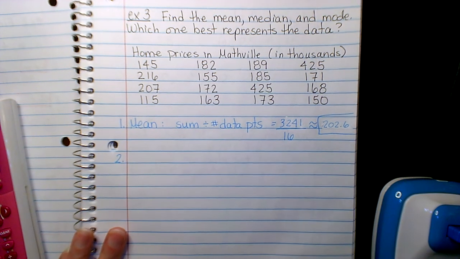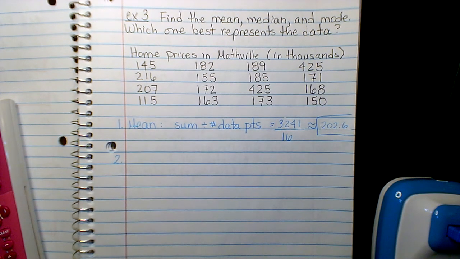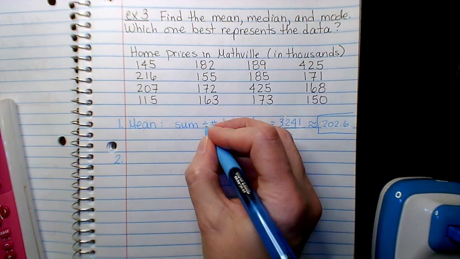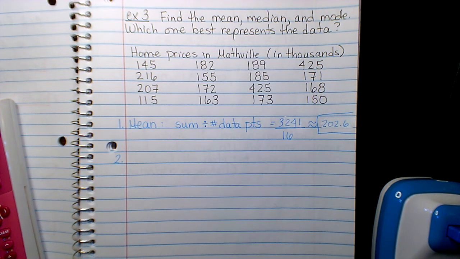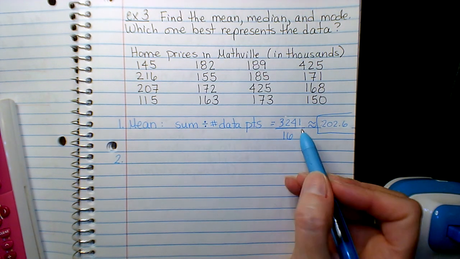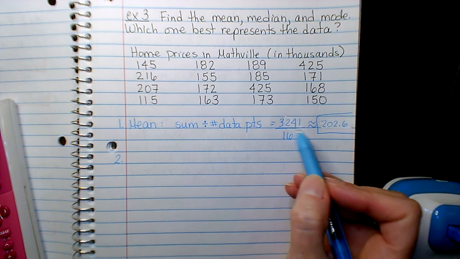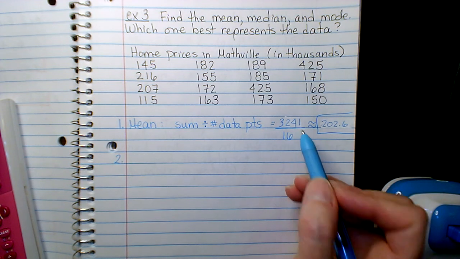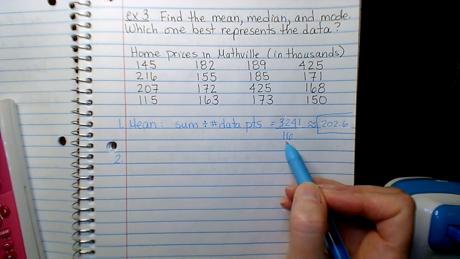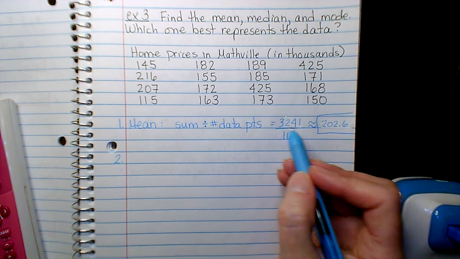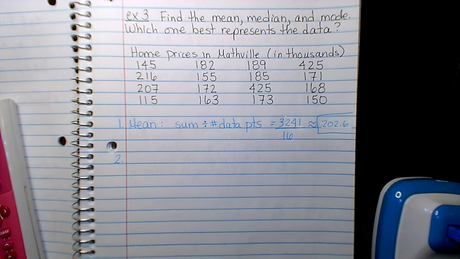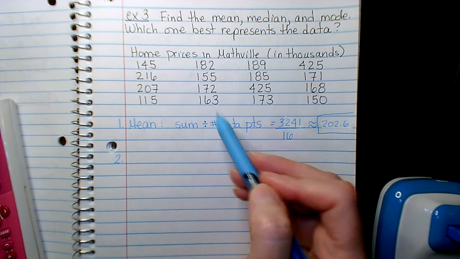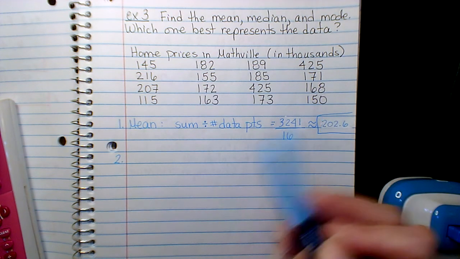Okay, so for the mean, you add them up and you divide by the number of data points. So I went ahead and did this real quick. I just paused the video and did it real quick. I got 3241 over 16. Actually, I did it wrong the first time. So when I went back and checked my answer, I saw that I had made a mistake. So that's why you can see that little correction tape on there. So what you want to do is you want to be careful, especially when you're adding up a whole bunch of numbers.